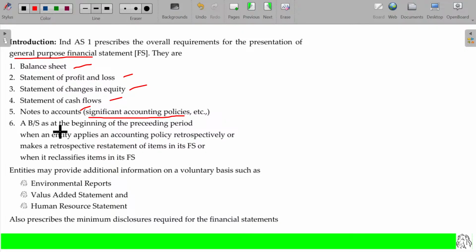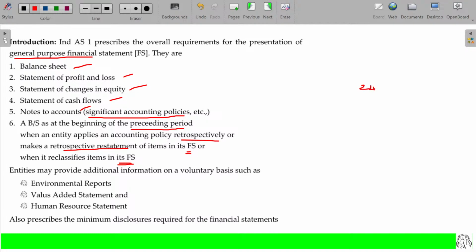A balance sheet as at the beginning of the preceding period is required when an entity applies an accounting policy retrospectively, or makes a retrospective restatement of items in its financial statement, or when it reclassifies items in its financial statement. They followed a normal procedure, not as per Ind AS. They have not adopted the proper accounting policies prescribed in Ind AS. Then suddenly from the previous year, we are supposed to follow all these accounting policies, which means you have to restate the prior period balance sheet also by applying the same policies.